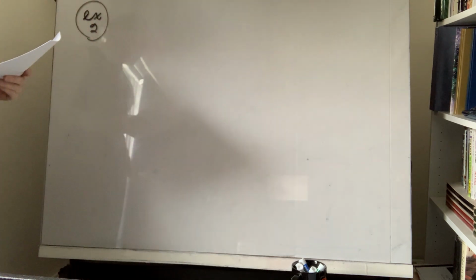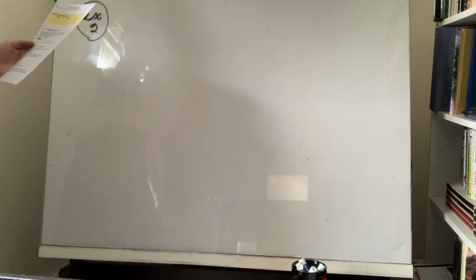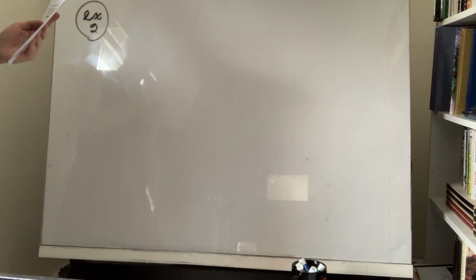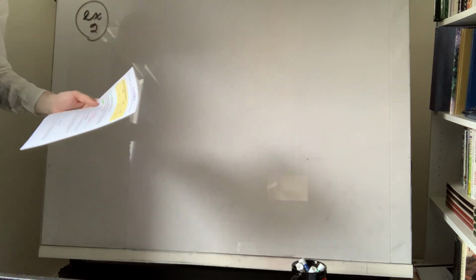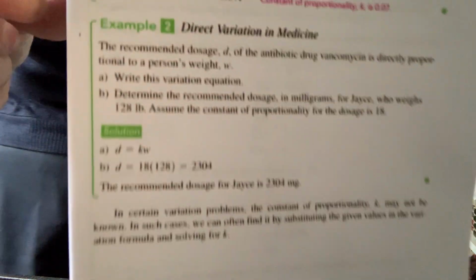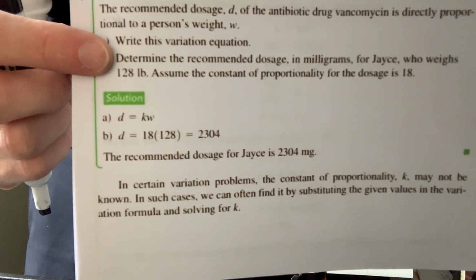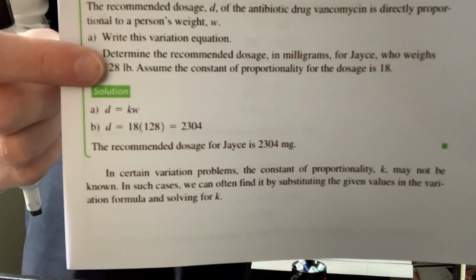All right, enough speeches here. All right, here's example 2. That's in the frame, good. It says the recommended dosage D of the antibiotic drug vancomycin, whatever that is, is directly proportional to a person's weight, which will be designated W. And they want you to do 2 things. All right. Here is this. Write the variation equation, and then determine using specific numbers.